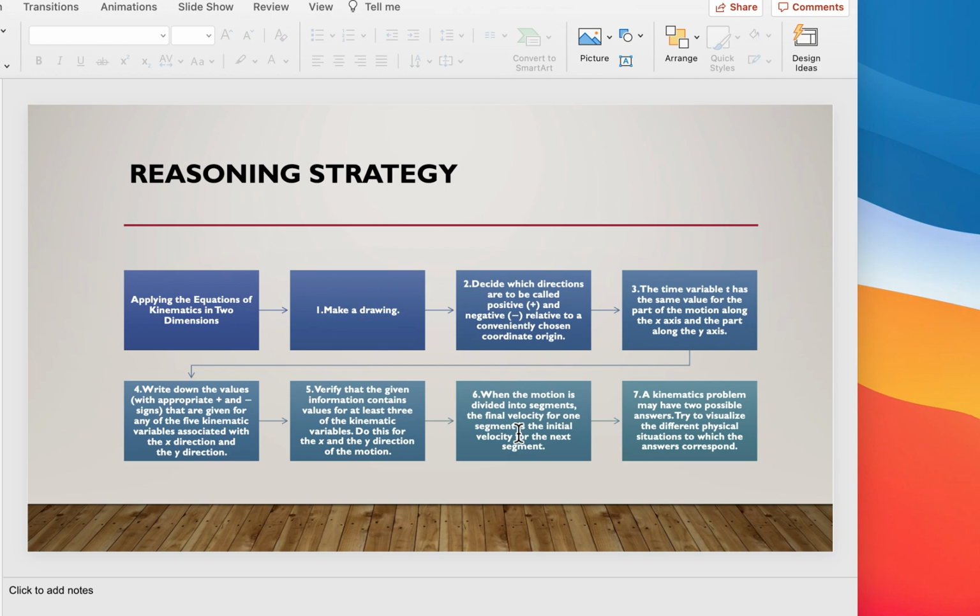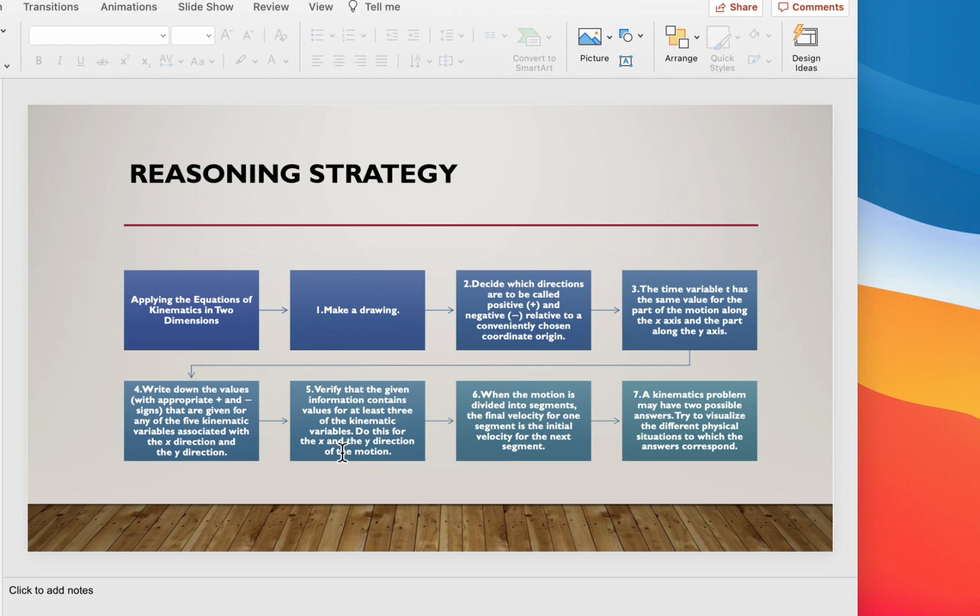So the reasoning strategy will be: first, apply the equations of kinematics in two dimensions. We make a drawing first and decide which directions to call positive and negative. The third step is that the time variable t has the same value for the part of motion along the x-axis and the part along the y-axis. Write down the values that are given for any of the 5 kinematic variables and then verify that the given information contains values of at least 3 variables for the problem.